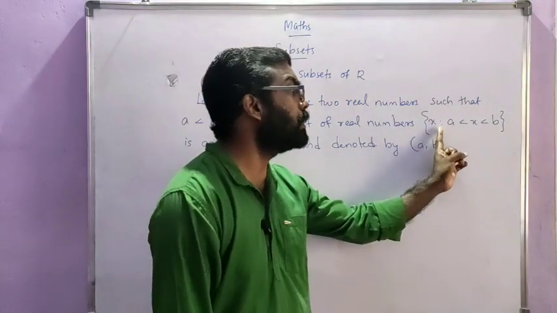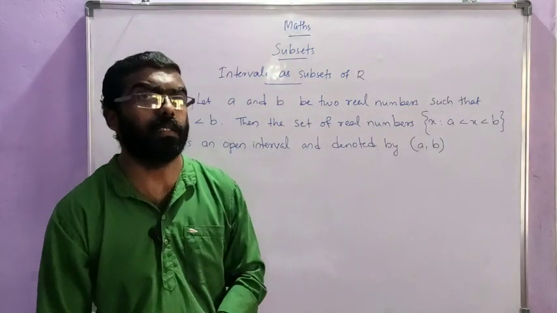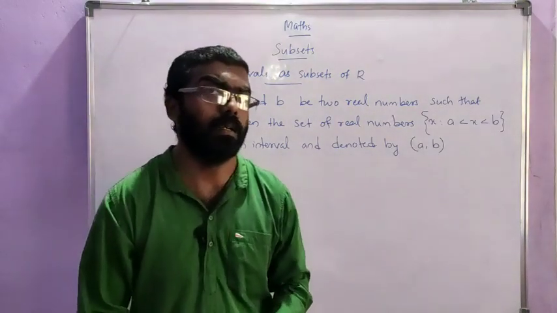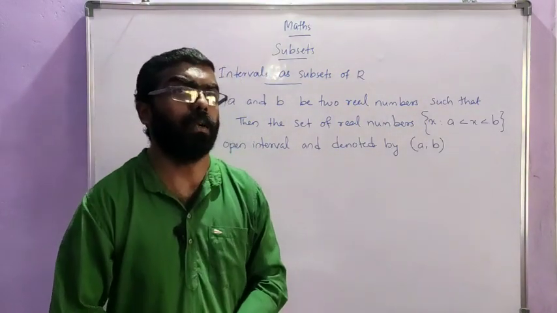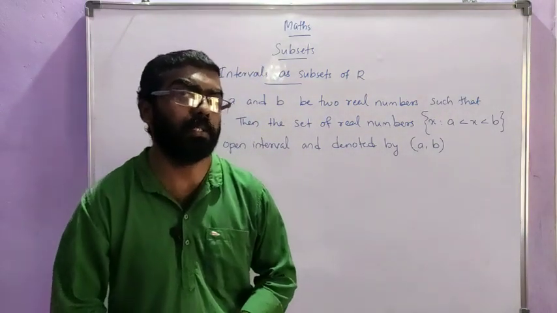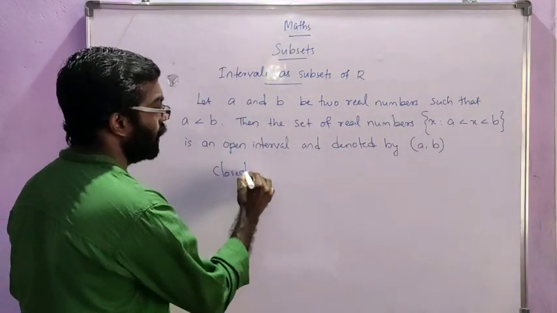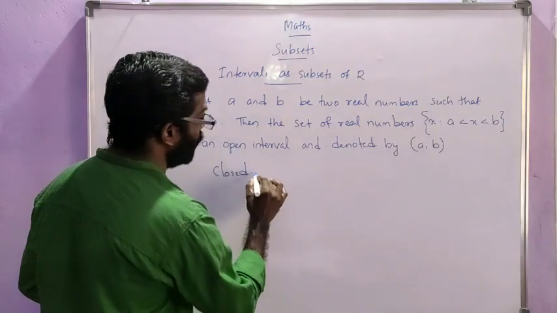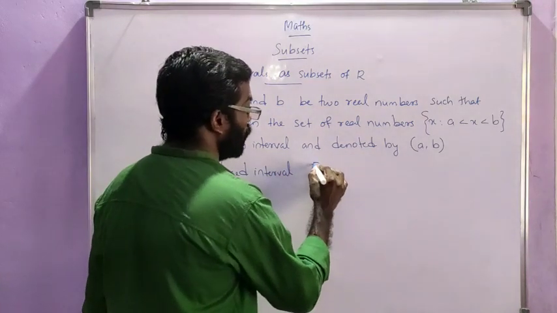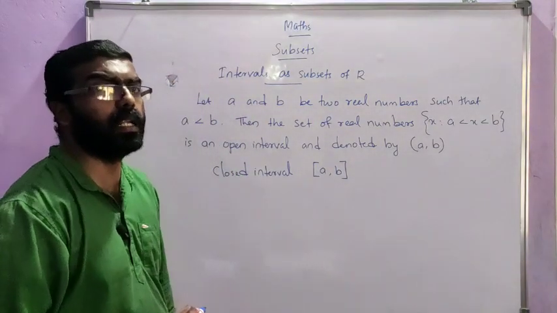Here the condition is x such that A is less than x, less than B. That means the endpoints A and B are not included in this collection. The interval which contains the endpoints also is called a closed interval and is denoted by, within square brackets, A comma B, and we read it as closed interval AB.